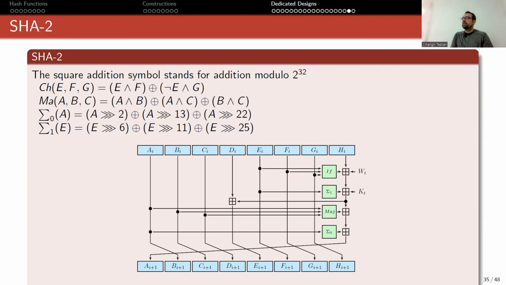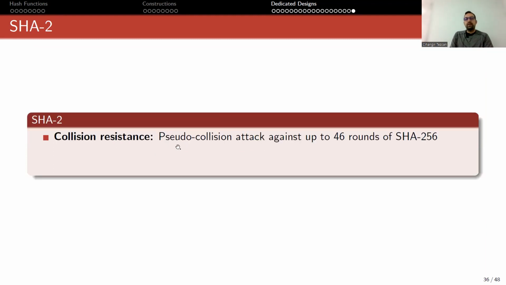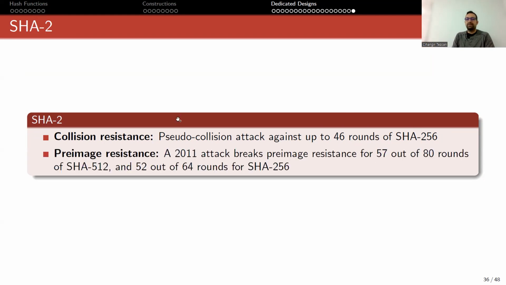The good thing is that SHA-2 is not broken. For collision resistance, some people could find pseudo-collisions up to 46 rounds out of 64 rounds of SHA-256. So we cannot even break the whole thing, we can just break 46 rounds, and it is not even a full collision. And for pre-image attacks, as far as I know, the best attack was found in 2011, finding a pre-image for 57 rounds out of 80 rounds of SHA-512. And you can find a pre-image for 52 rounds out of 64 rounds of SHA-256.